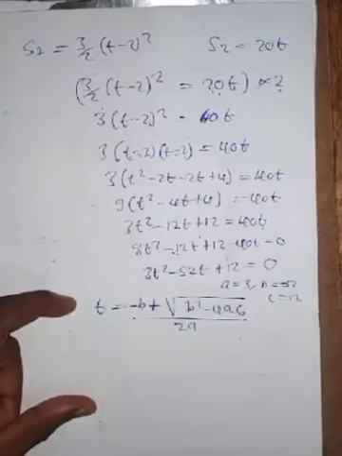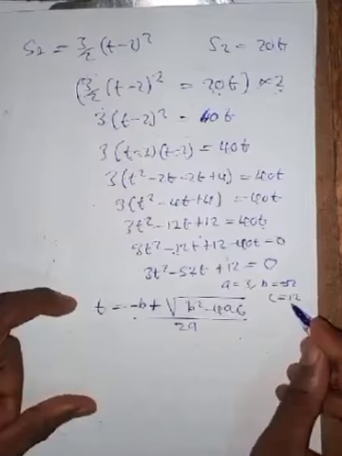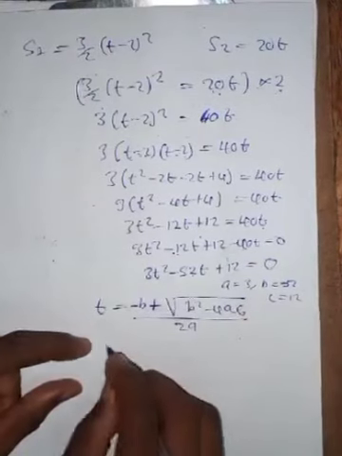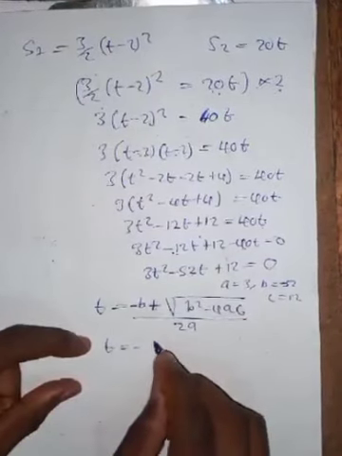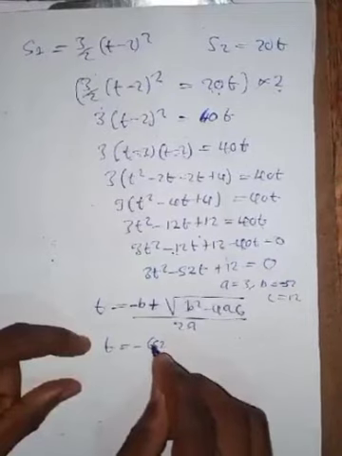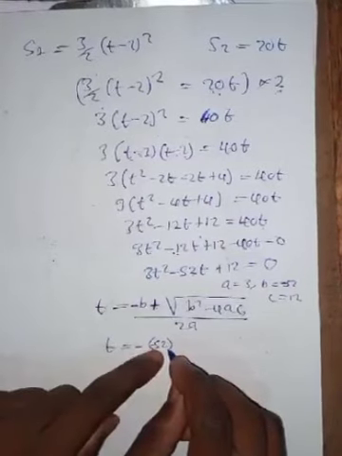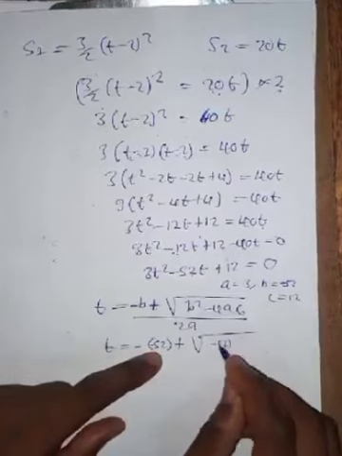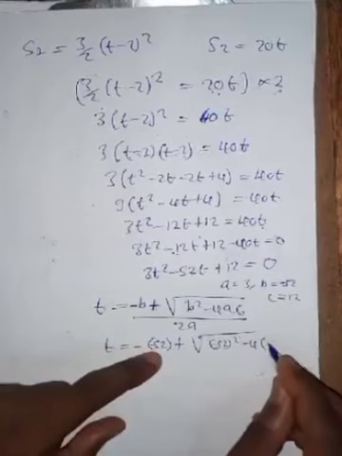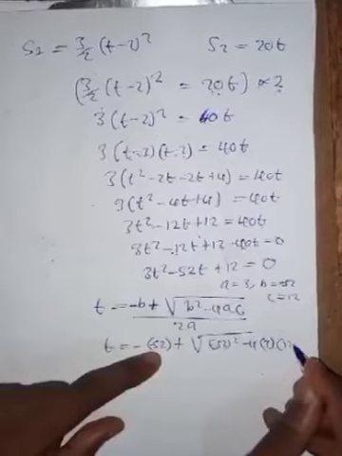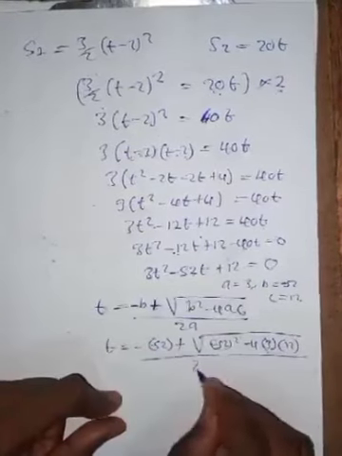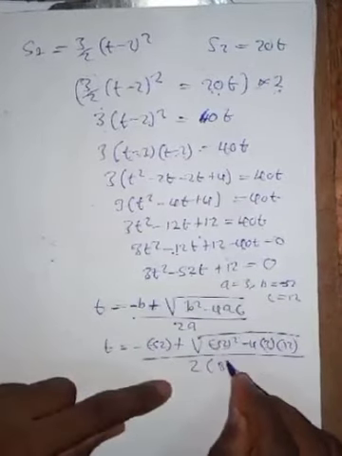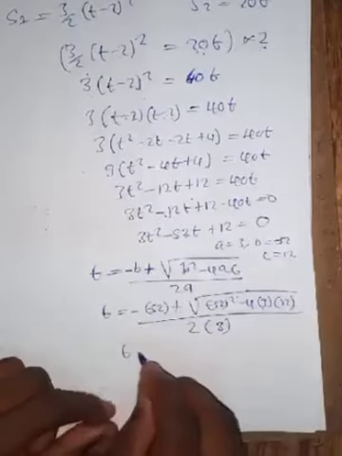So the b is minus 52, the c is 12, and the a is 3. Let's plug in that one. t is equal to minus 52, negative, very much important, plus square root of minus 52 squared minus 4. What is our a? 3. What is our c? 12. Over 2. a is 3.